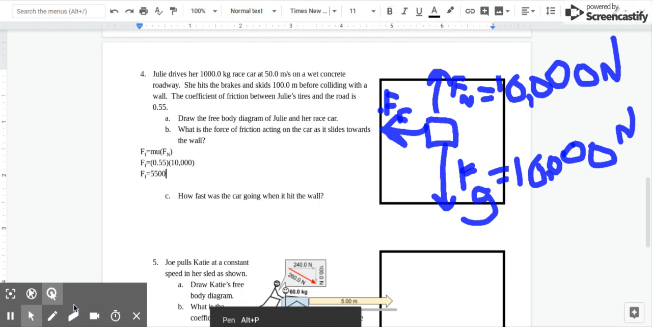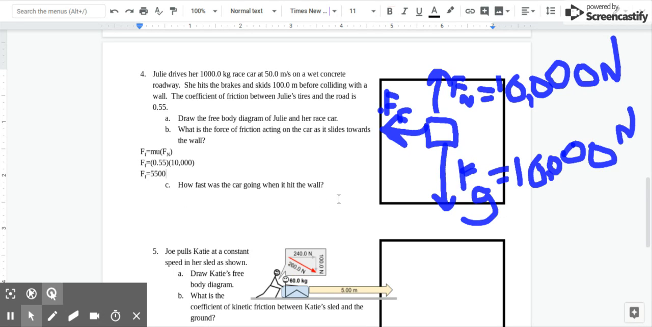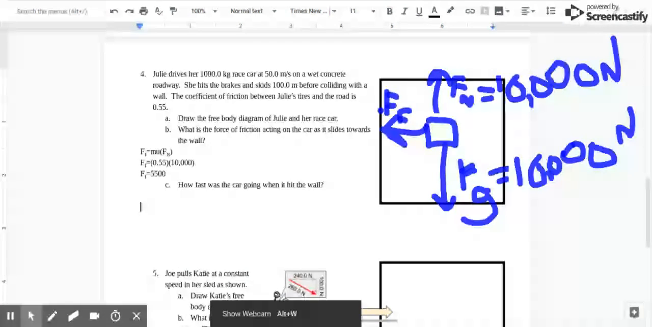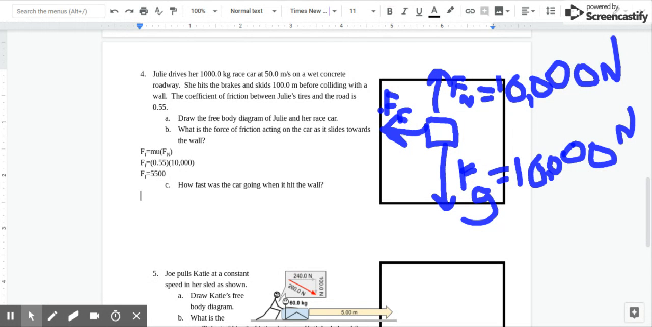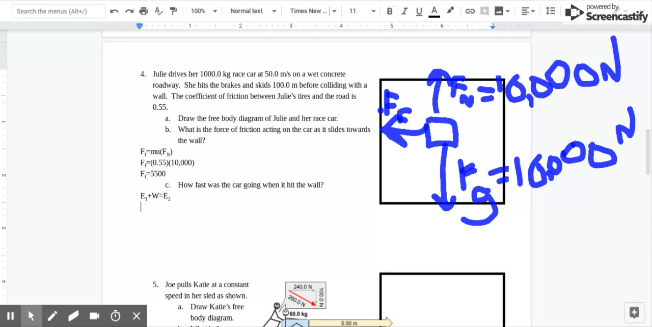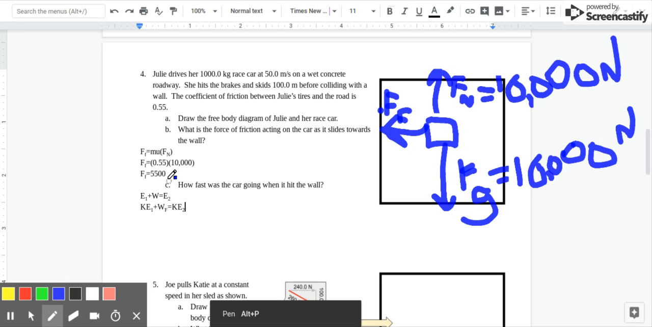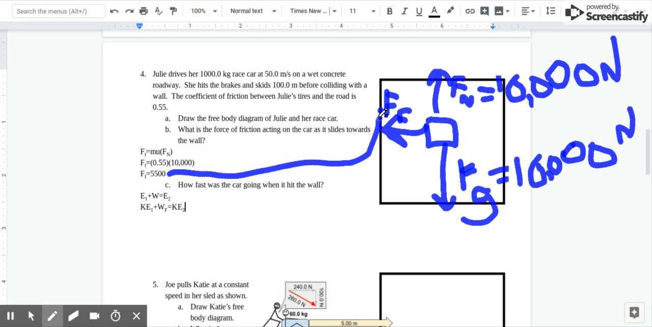Okay, the last one is how fast was the car going when it hit the wall. This was challenging for people because of one simple error, pretty much. So we've got our good old E1 plus W equals E2. And we're just talking kinetic energy. So our E1 plus our work of friction is equal to our KE 2. I only include a work of friction. That's the only thing that is parallel. Just put that number up here.